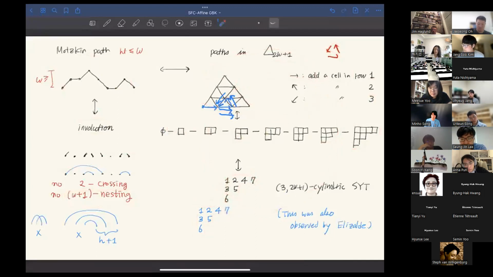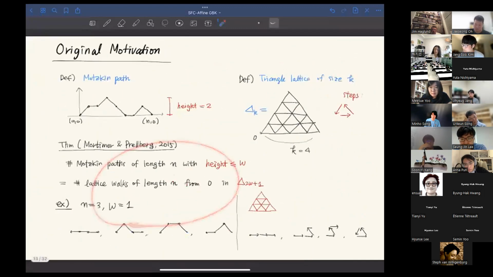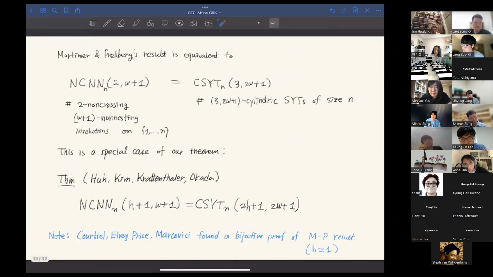Okay, so now we can rewrite their theorem in this way. The Mortimer-Prevost result is equivalent to this identity, I mean, the cardinality of these two sets: non-crossing, 2 non-crossing, W plus 1 non-nesting, and 3, 2, 8, W plus 1 cylindric.